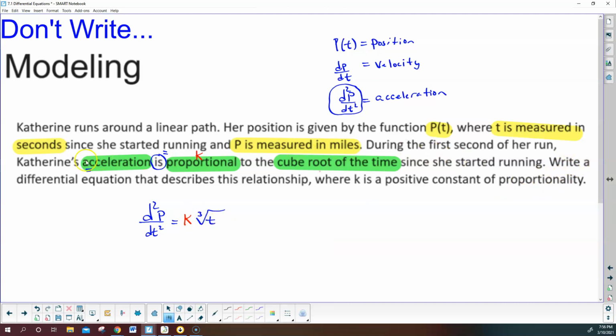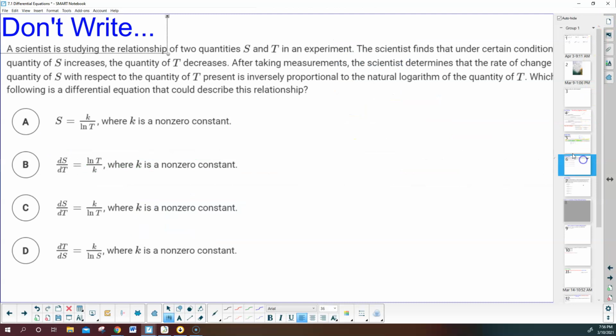And then I kind of did this without saying what we're doing. It says write a differential equation that describes a relationship where k is the positive constant of proportionality. So when you see the word proportional, we know there's a constant of proportionality k. And then we just know that that's the relationship. Now, we didn't do anything with this. We just set up the equation. And it takes a while to get used to this, but this is how we model a differential equation situation.